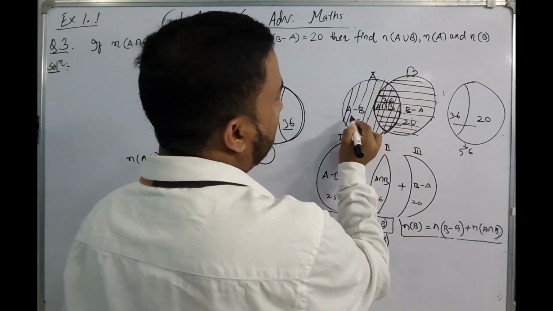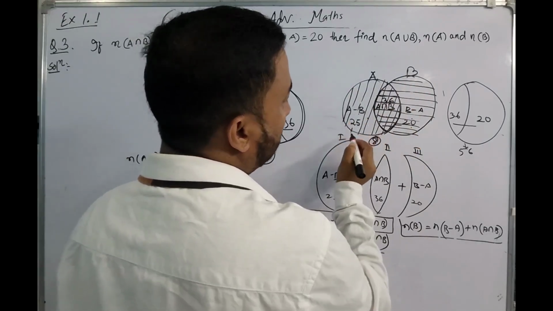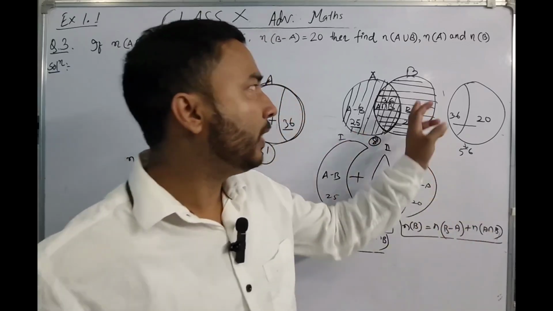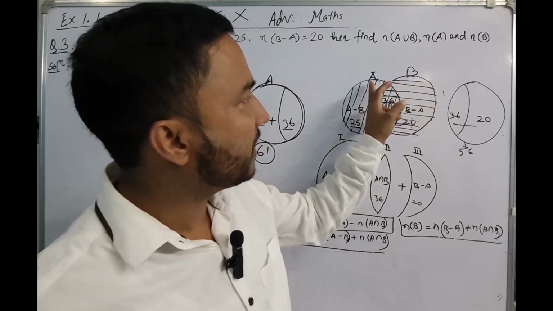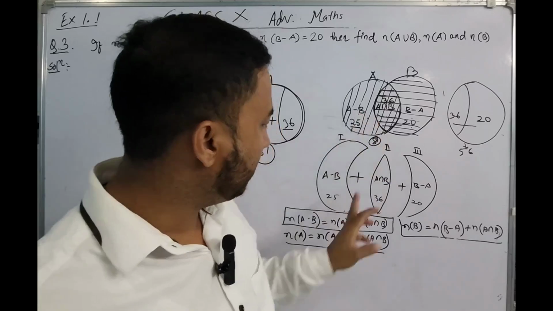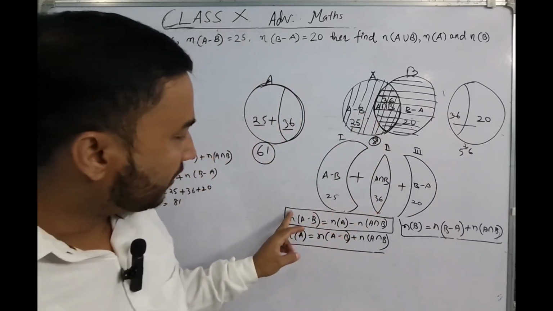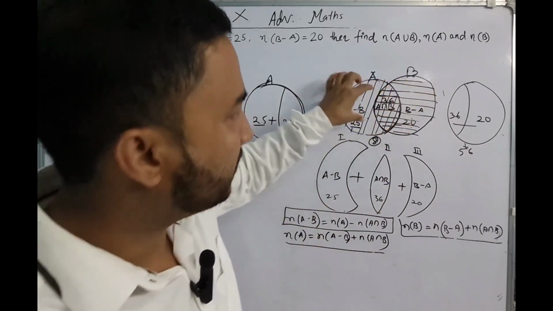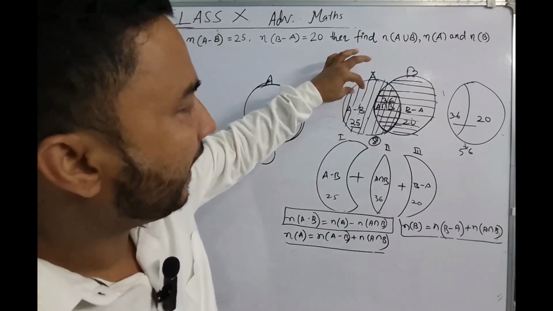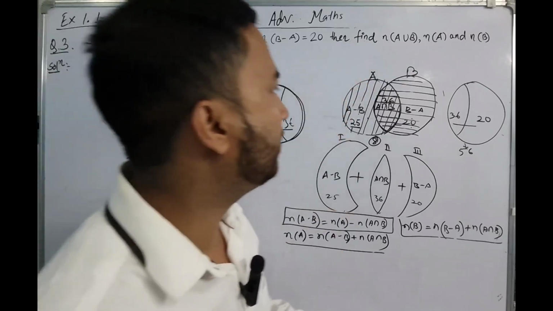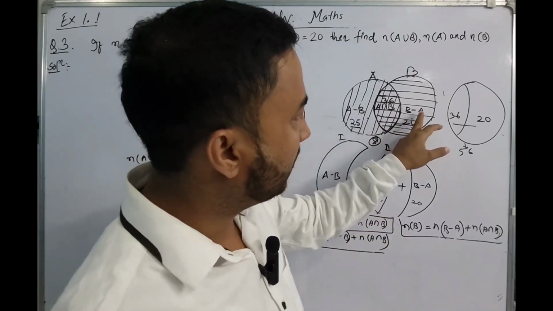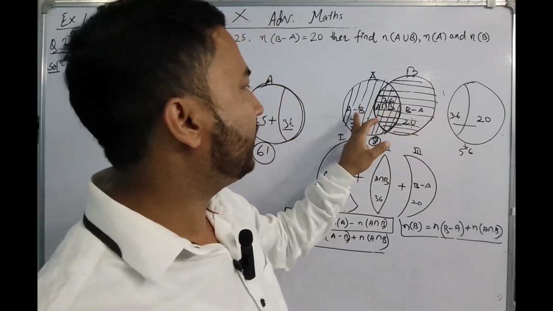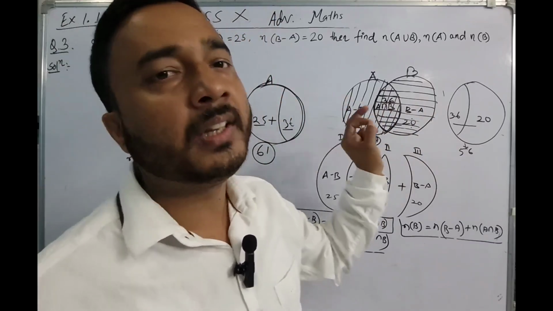And these 25 elements are the elements in A difference B, which means these 25 elements are exclusive to the set A only. Since we are discussing only two sets A and B, A difference B means the elements which are only in A. This part is not shared with the set B, so this part is exclusive to the set A, as we have already discussed in question number 2. And this part is exclusive to the set B. That means these elements are only in B.